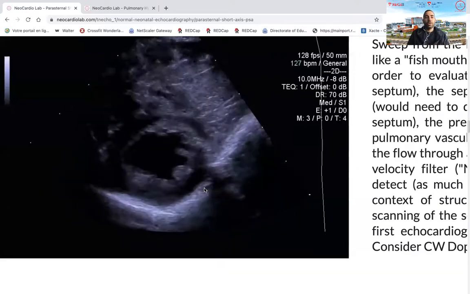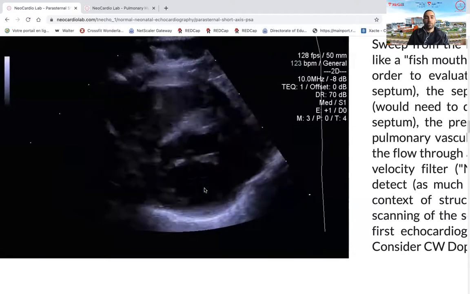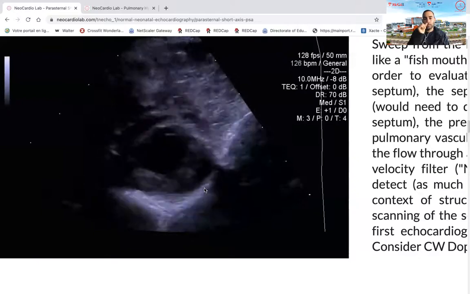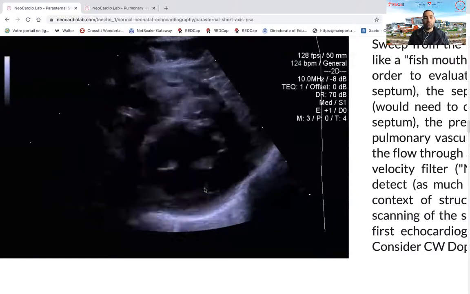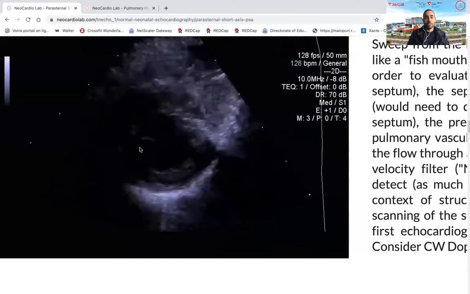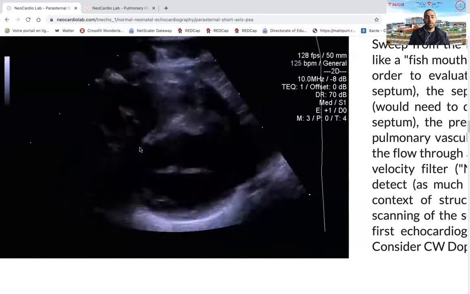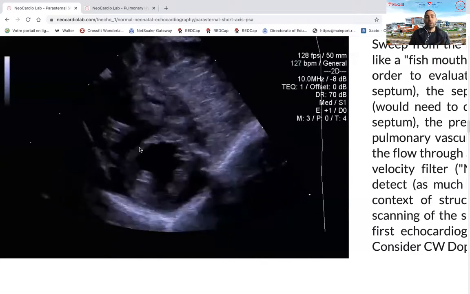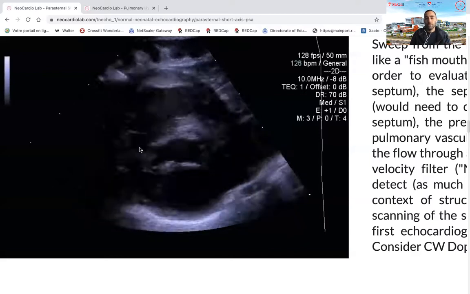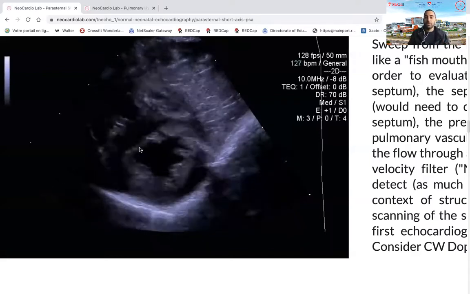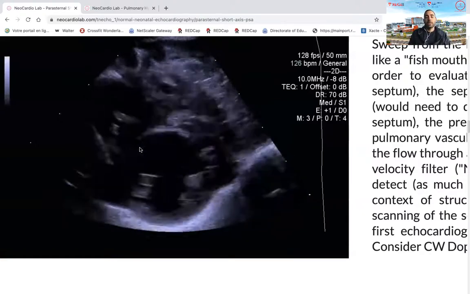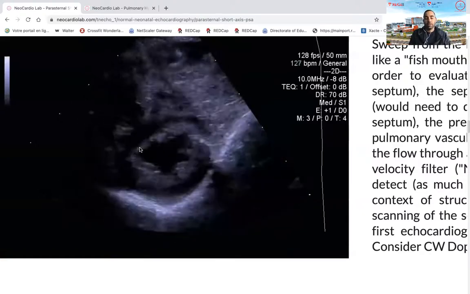Typically, if you have either an increase in the RV afterload or a decrease in LV afterload, and or together an increase in RV afterload and decrease in LV afterload, you'll start seeing the appearance of septal flattening during systole. Why systole? It's because your RV will equalize with the pressure in the main pulmonary artery when the pulmonary valve is open, which is at the peak of systole, and the LV will equalize with the pressure in the aorta at the peak of systole when the aortic valve is open.